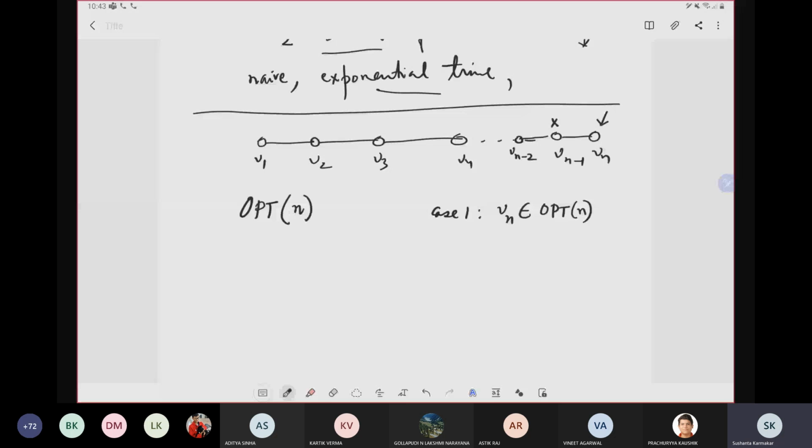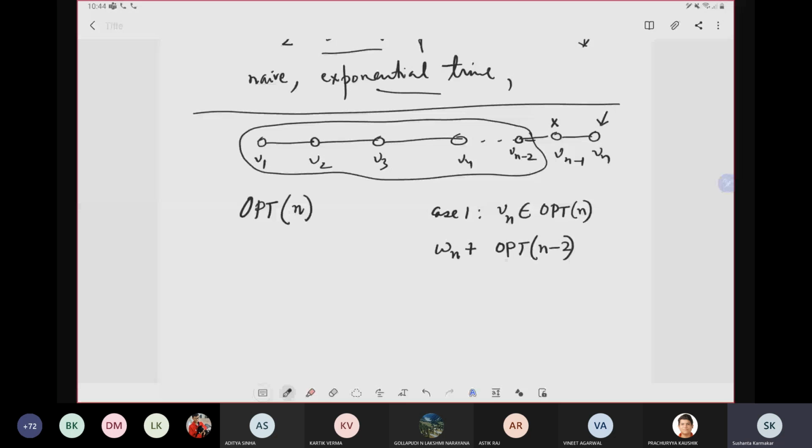So in this case, what is the weight function? The weight function is Wn plus opt n minus 2. Wn is the weight of Vn, plus opt n minus 2. That means for the first n minus 2 vertices, what is the optimal weight? How do I find this opt? This is the recursive procedure. So opt n minus 2 plus Wn.